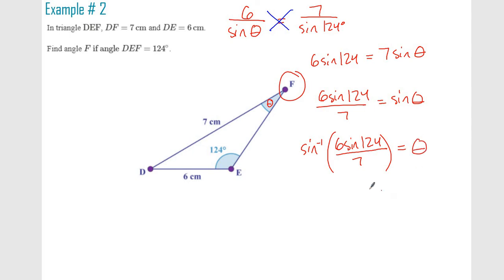And that should give us what theta is. Let's see. What do we end up with? Sine, yep. Theta is 45.3 degrees to 3 sig figs. All right.